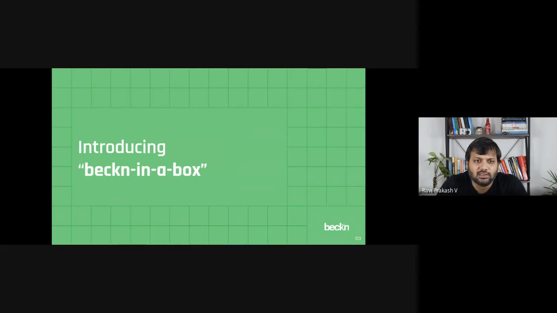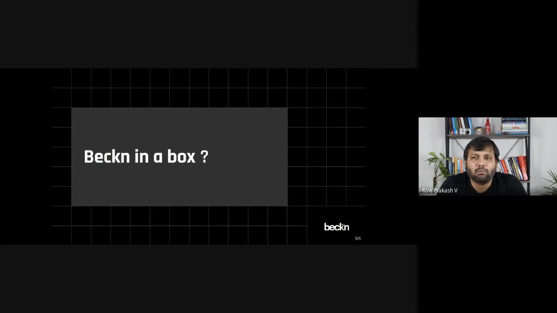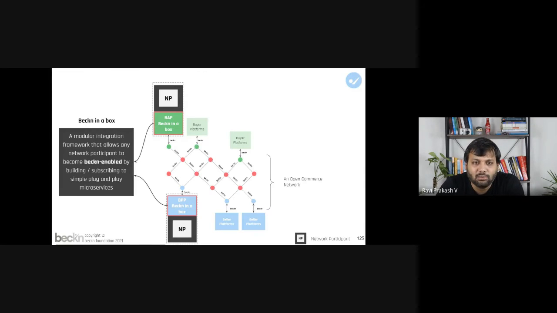One of those is called Beckn-in-a-box, right? Now, what is Beckn-in-a-box? It looks like the entire backend network is basically inside a box. What exactly does it mean? So Beckn-in-a-box is nothing but a modular integration framework. It's not a product. It can result in a product, but more than a product, it's an approach to building certain products on backend, or to subscribe to certain products on backend.